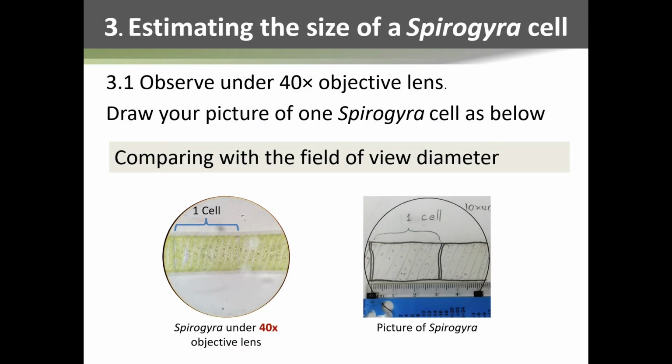The next exercise is to estimate the size of a Spirogyra cell. Take a look at the picture on the left. This is an algal specimen observed under the microscope using the 40x objective lens. We have marked the boundary of one cell for you.